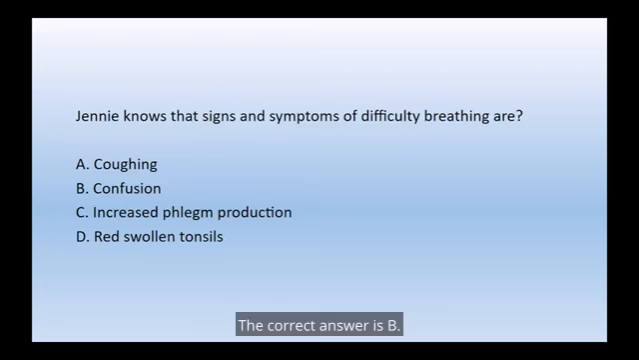The correct answer is B. The new onset of confusion is a sign of difficulty breathing. It indicates that not enough oxygen is getting to the brain. This is something that is very important to be aware of and to assess for when working with residents, particularly if people don't communicate in the ways that we're used to when somebody is not feeling well or having difficulty breathing.